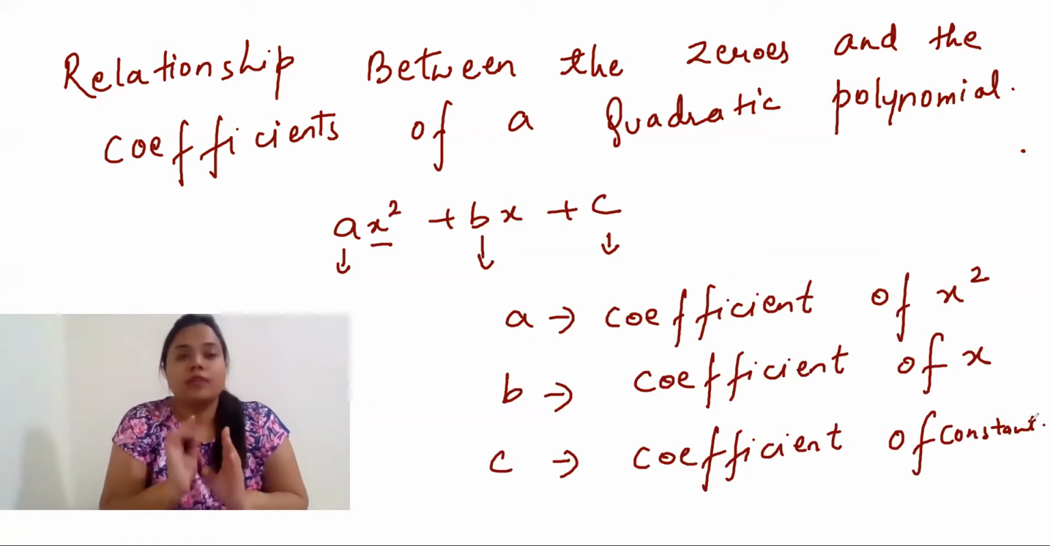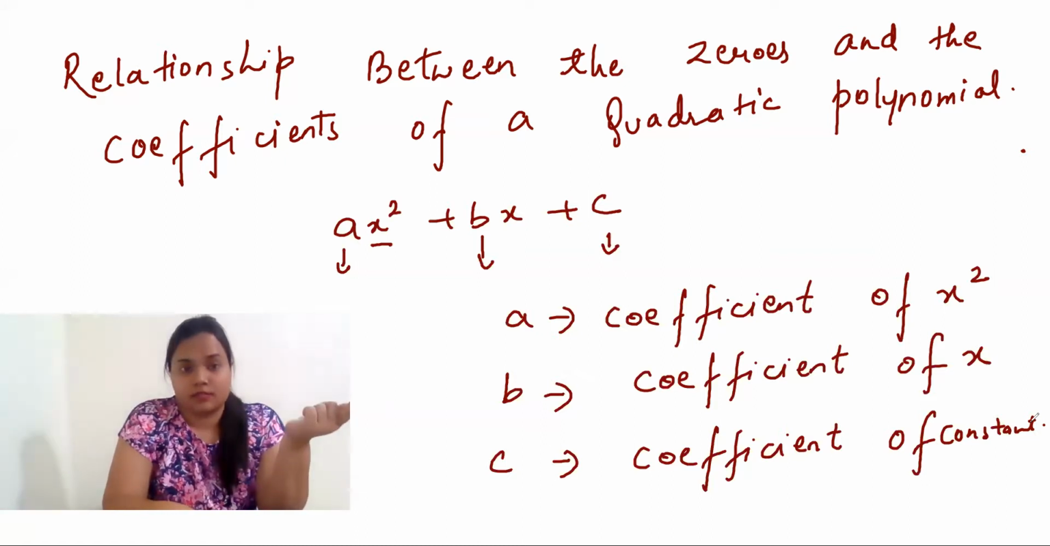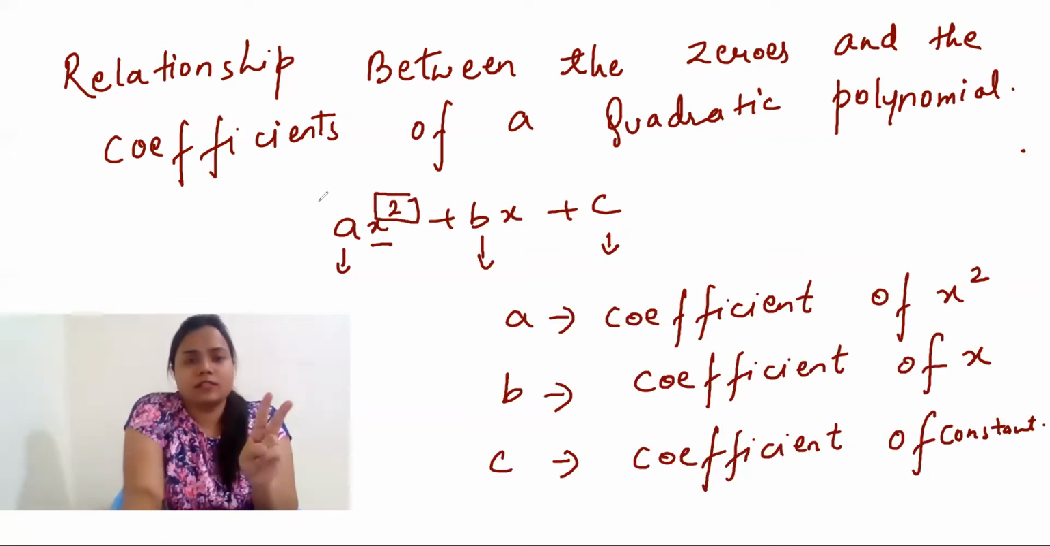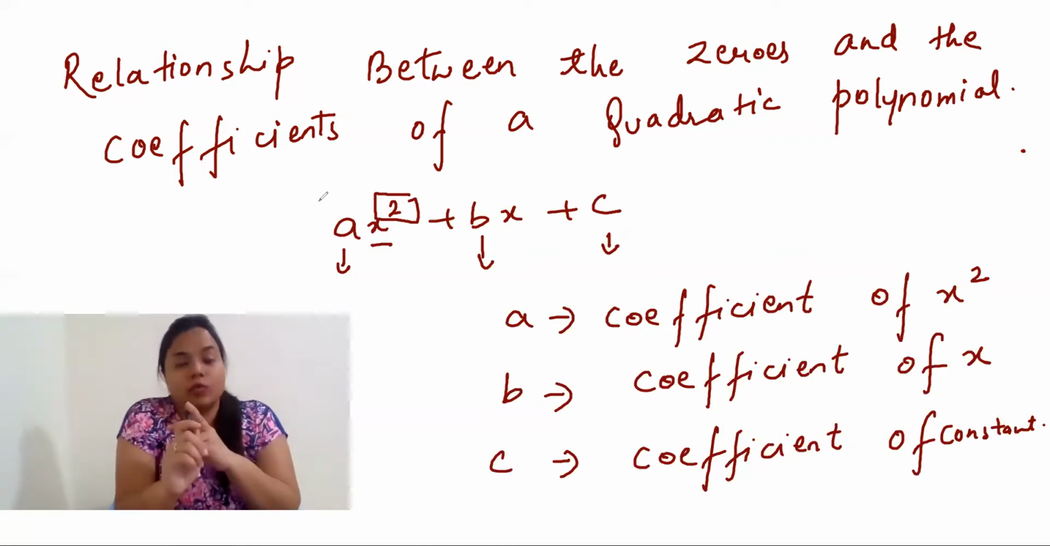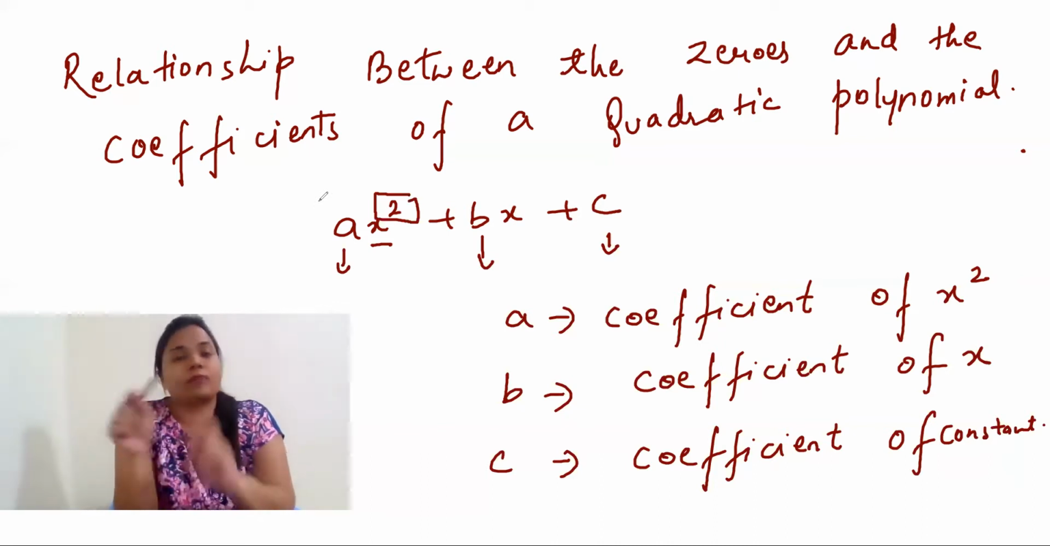Clear? Now, if it is a quadratic polynomial, how many zeros can we have at the max? 2. It is related with the degree only. Degree is 2, so at max we will have only 2 zeros. Why am I saying at max? Because the zeros can be equal. Both the zeros can be equal. In that case, we can say that it has only one zero. That is why I am saying at max 2 zeros. The number of zeros cannot be more than 2. It can be less than 2, and that is when both are equal.